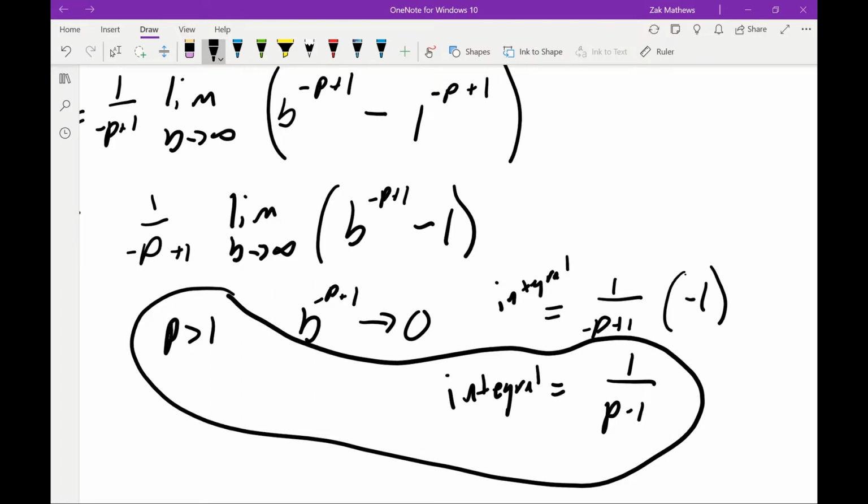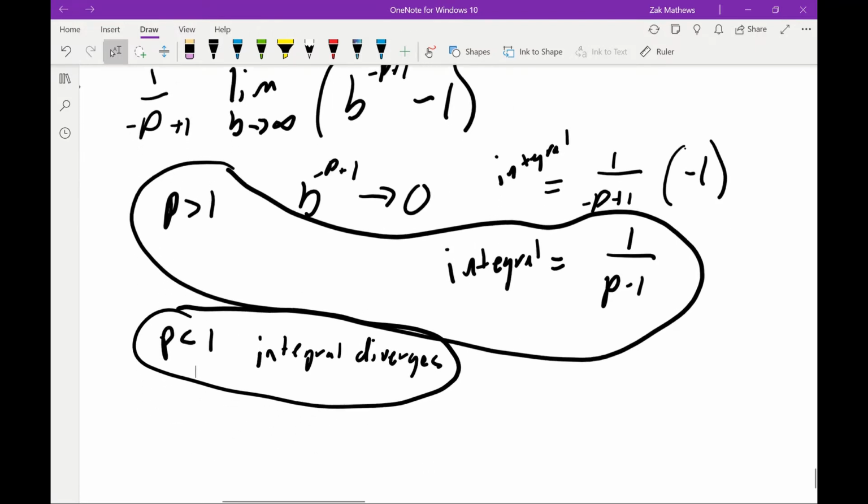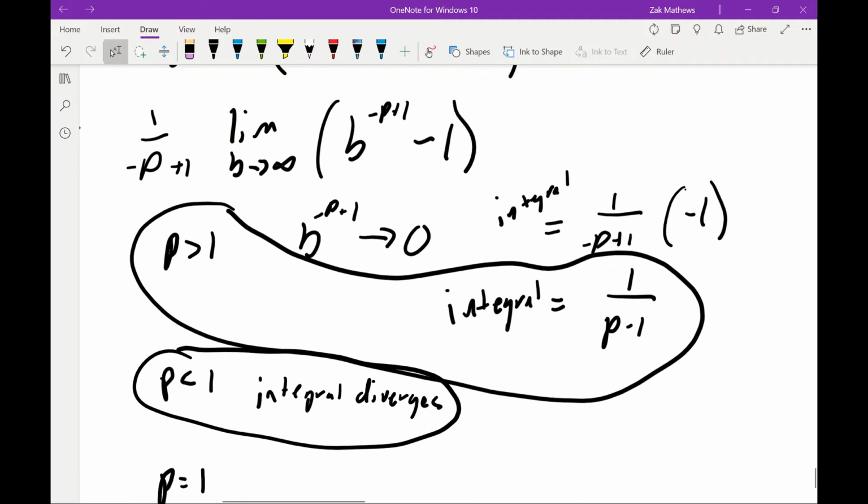What if p is less than 1? Well, if p is less than 1, then this thing right here becomes a really large positive number. That b is going off to infinity. That means the integral diverges. And that leaves the case if p is equal to 1. If p is equal to 1, we get b to the 0 power, which becomes a more challenging limit to find, because then we have infinity to the 0 power, which is an indeterminate form. So let's take that and play with that for a minute.